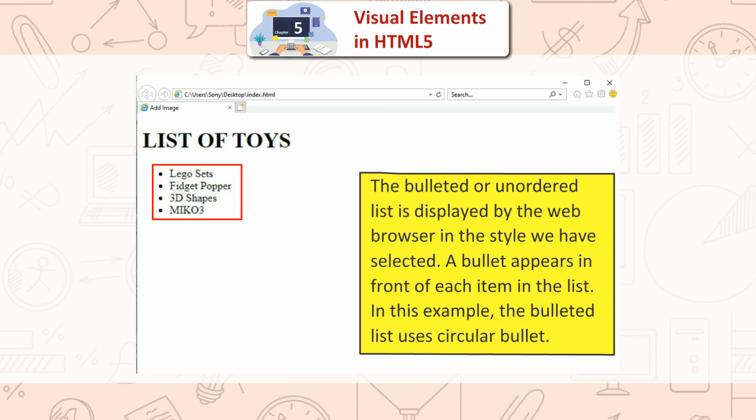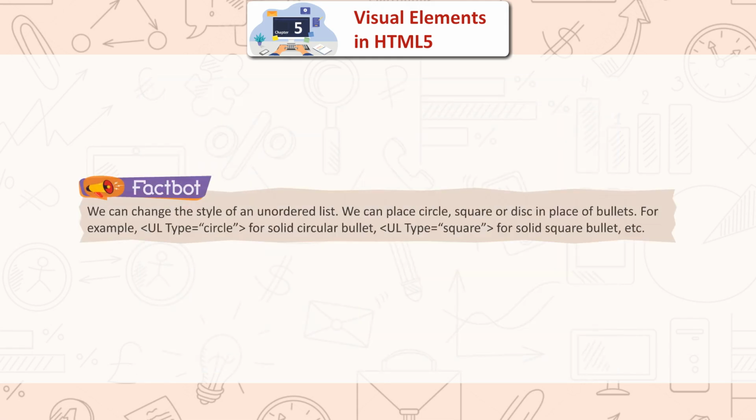The bulleted or unordered list is displayed by the web browser in the style we have selected. A bullet appears in front of each item in the list. In this example, the bulleted list uses circular bullets.